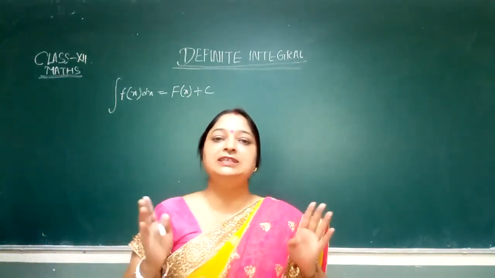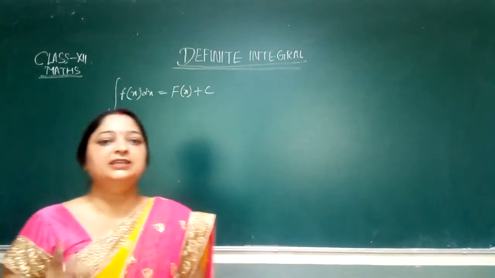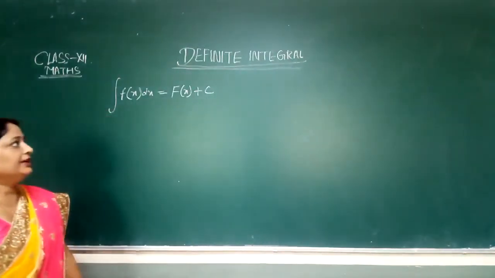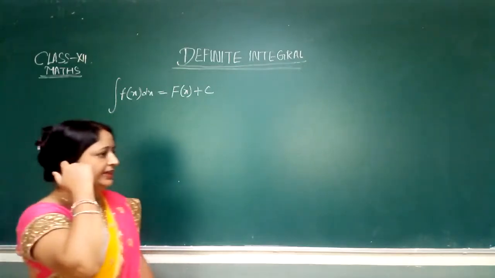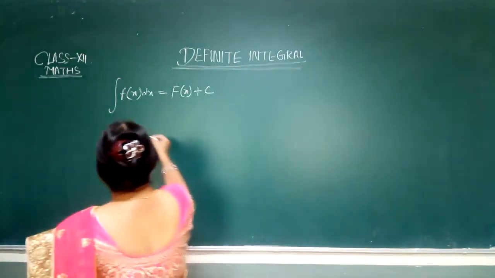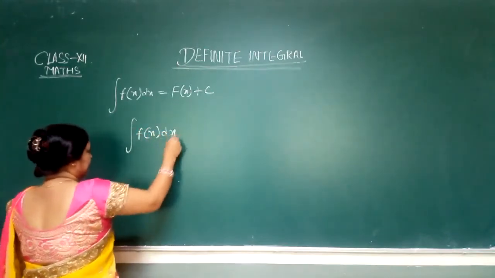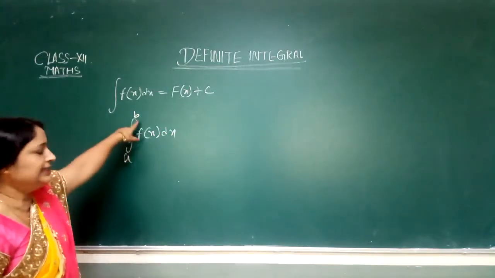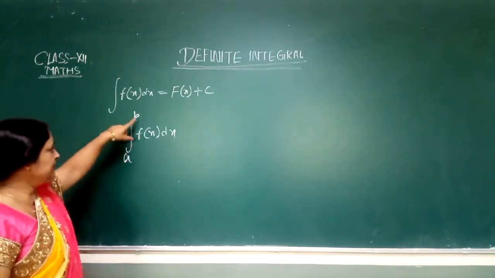The value will be the same. Whatever method you apply, you will get the same answer, and you will not get the c, because c does not come in the definite integral. A definite integral is denoted by the integration of f of x dx from a to b. This a is known as the lower limit and this b is known as the upper limit.